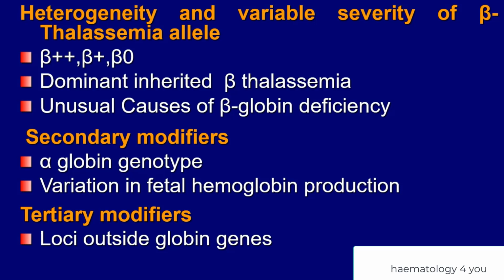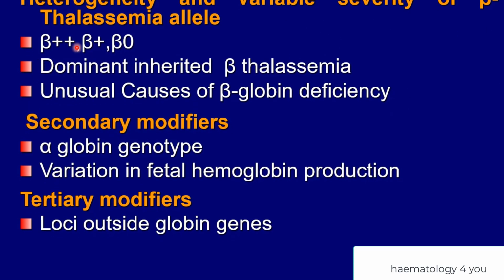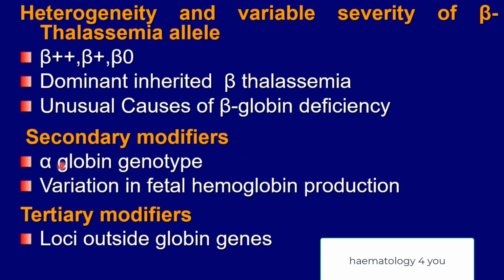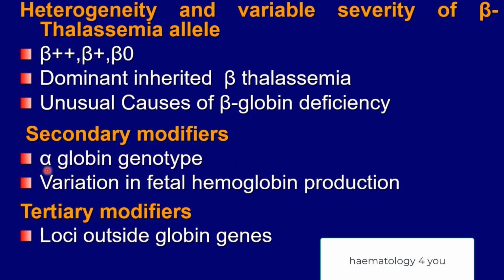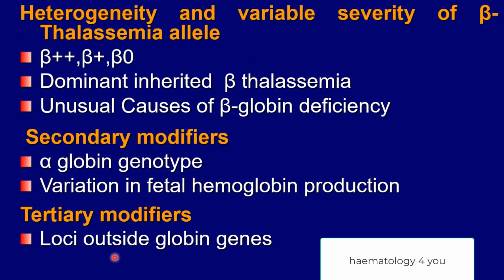Mechanism underlying phenotypic diversity of beta thalassemia: heterogeneity and variable severity of beta thalassemia. Primary factors: beta 2 plus, beta 1 plus, beta 0, dominant inherited beta thalassemia, and unusual causes of beta globin deficiency. Secondary modifiers: alpha globin phenotype and variation in fetal hemoglobin production. Tertiary modifiers: loci outside the globin genes.